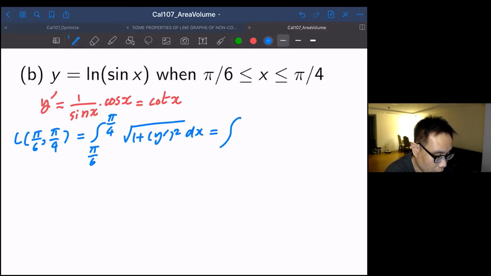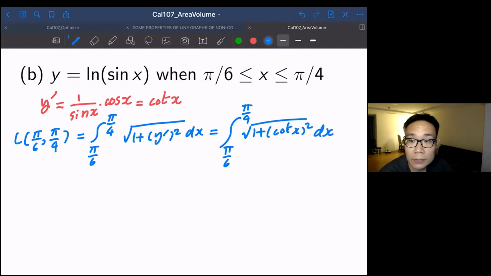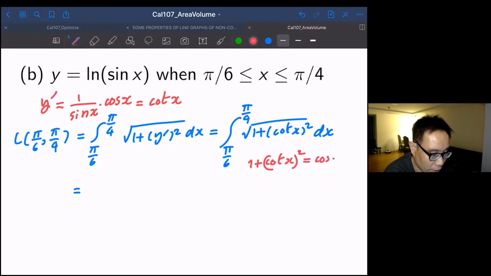So you get integrate from pi/6 to pi/4, square root of 1 plus cot squared x dx. For this one, you see that it seems difficult. However, if you recall the trigonometric identity, 1 plus cot squared x turns out to be cosec squared x. So for this one, it's going to be very, very simple.